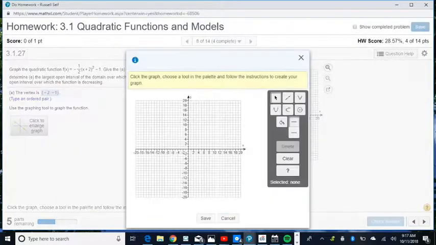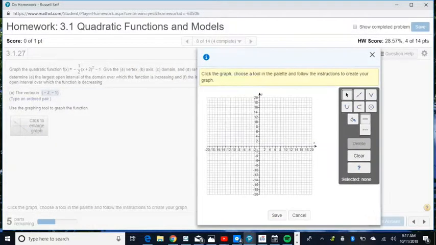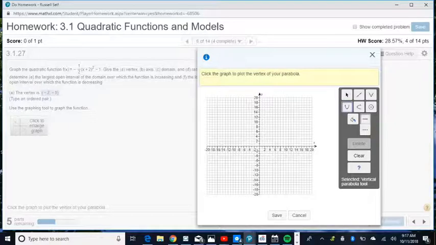So let's click on our graphing tool. We know that this is a parabola. We know from looking at this thing, so it's a parabola, right? Now, we're going to plot the vertex. Click on the graph to plot the vertex first. We know the vertex is -2, -1, right? So that's -2, -1. It's right there.